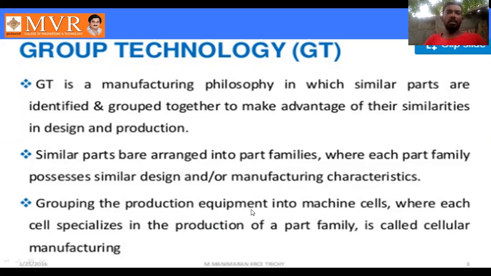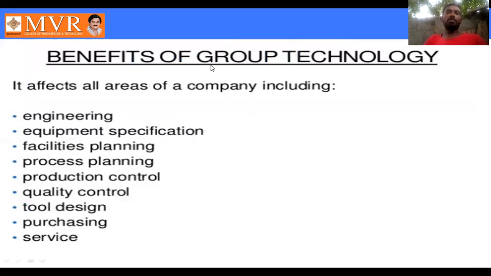So next, you see here, it is the basic introduction about group technology. See here, benefits of group technology. It affects all areas of the company. These are the applications where we can use group technology. First one is engineering. In the engineering field we can use it. Equipment specifications we can use group technology.